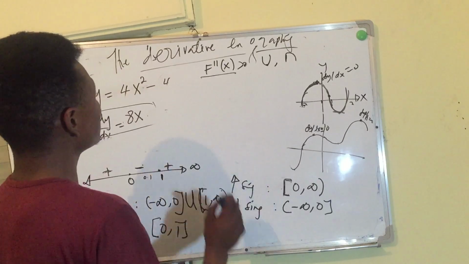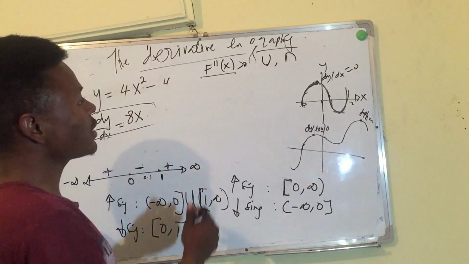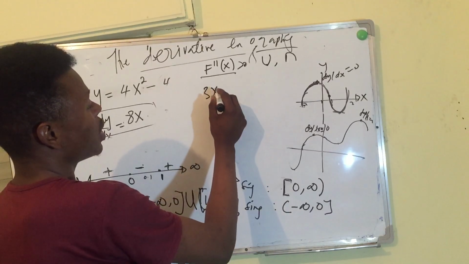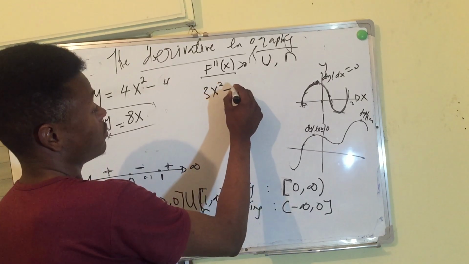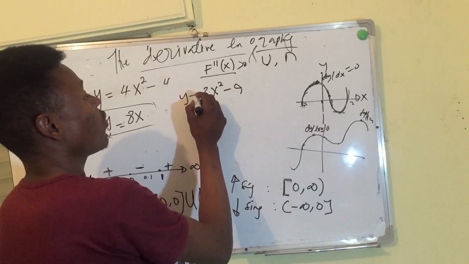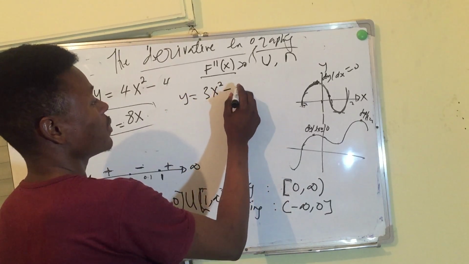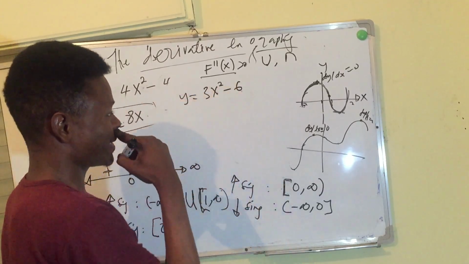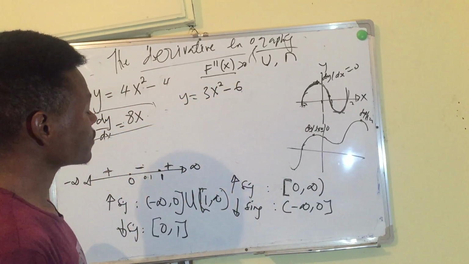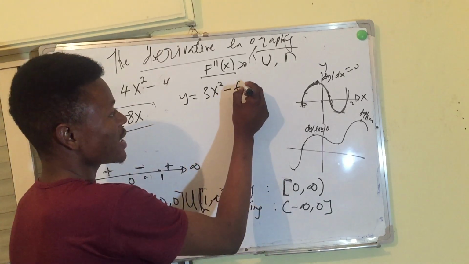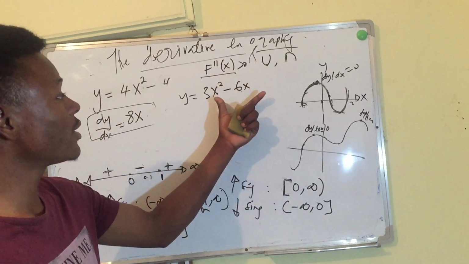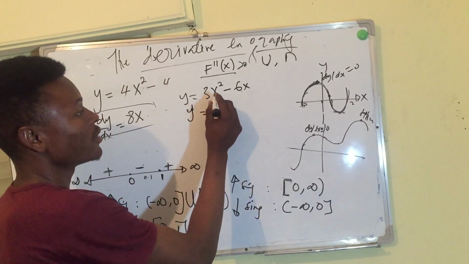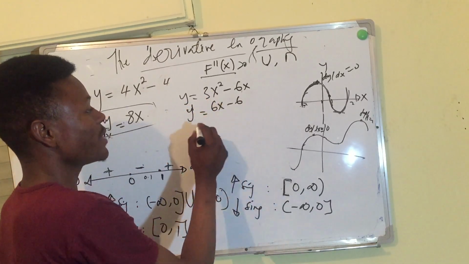So let us say we have one graph, y equals 3x squared maybe minus 9, or 6x. Then how do we know when this graph is concave up or concave down? I must know the first derivative. It is 6x minus 6. What is the second derivative?